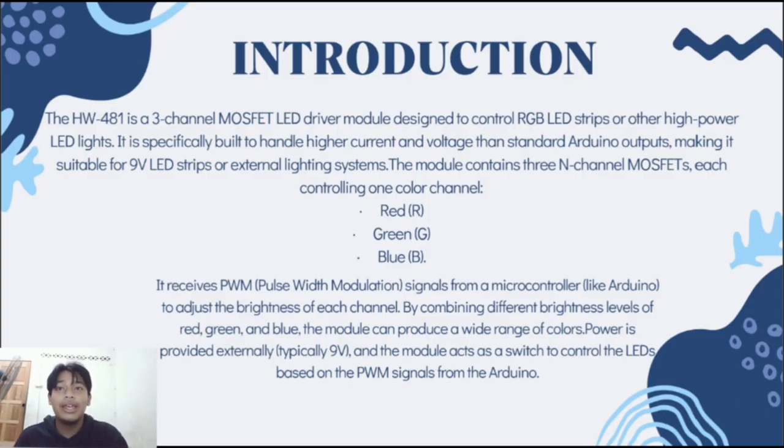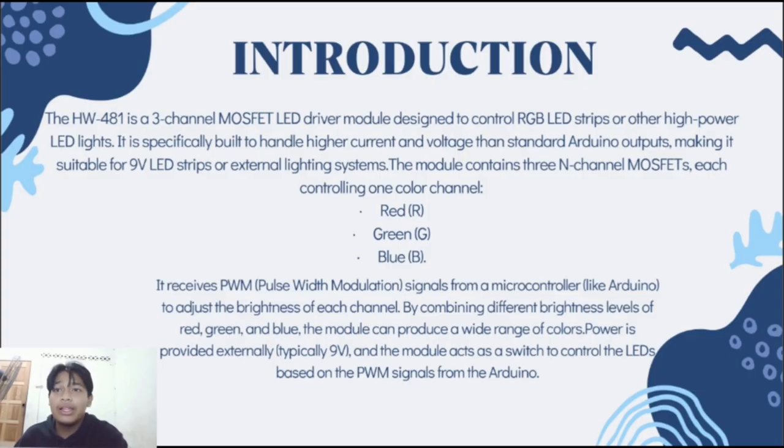The module contains three N-channel MOSFETs, each controlling one color channel: red, green, and blue. It receives PWM, pulse width modulation, signals from a microcontroller like Arduino to adjust the brightness of each channel. By combining different brightness levels of red, green, and blue, the module can produce a wide range of colors.